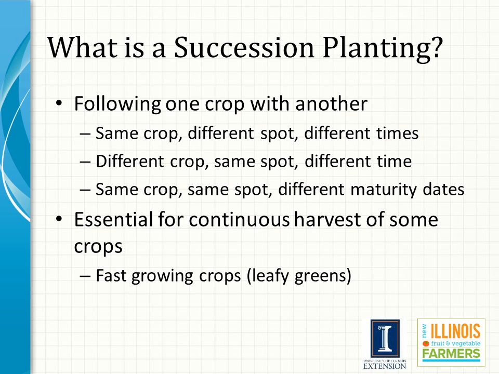Another example would be the same crop in the same spot but with different maturity dates. The classic example of this being different varieties of sweet corn planted in the same bed but with different maturity dates. For some crops, succession plantings are essential to have a continuous supply throughout the growing season.